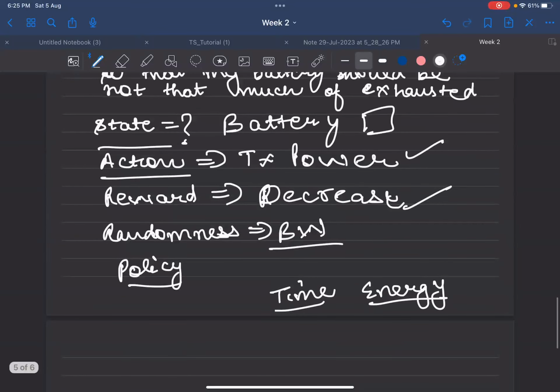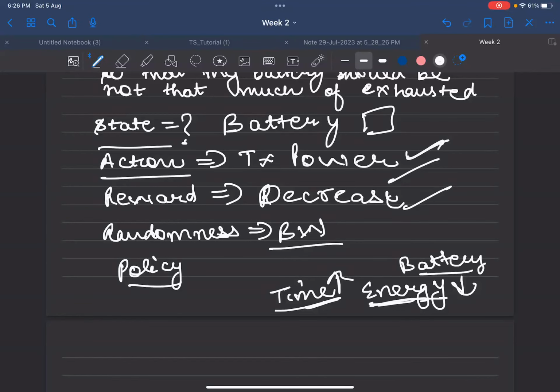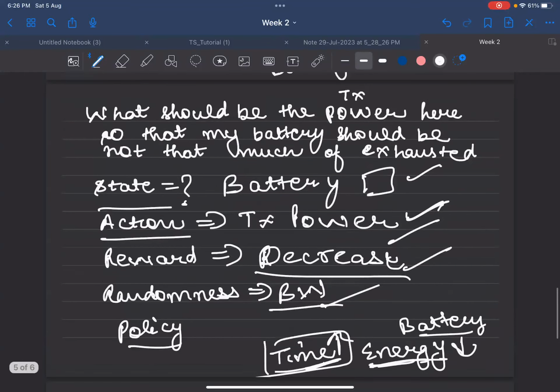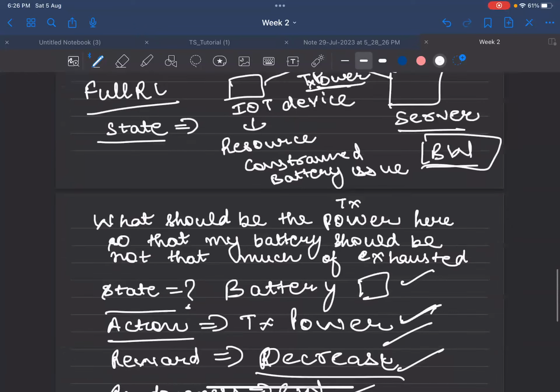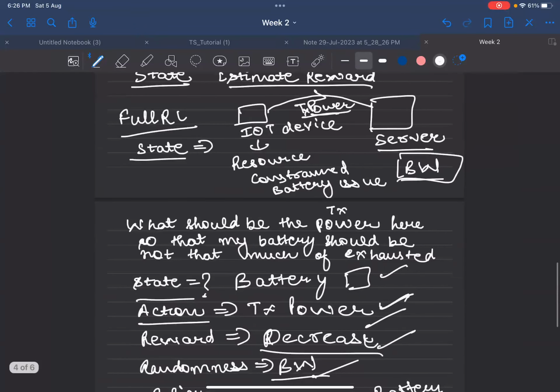So at what transmission power should I transmit so that I don't take that much time, and at the same time, if I increase the time, the battery will decrease? So at what transmission power should I transmit so that my battery isn't consumed that much? And the randomness is the bandwidth. So what action should be performed? This is how we can frame these full RL questions.